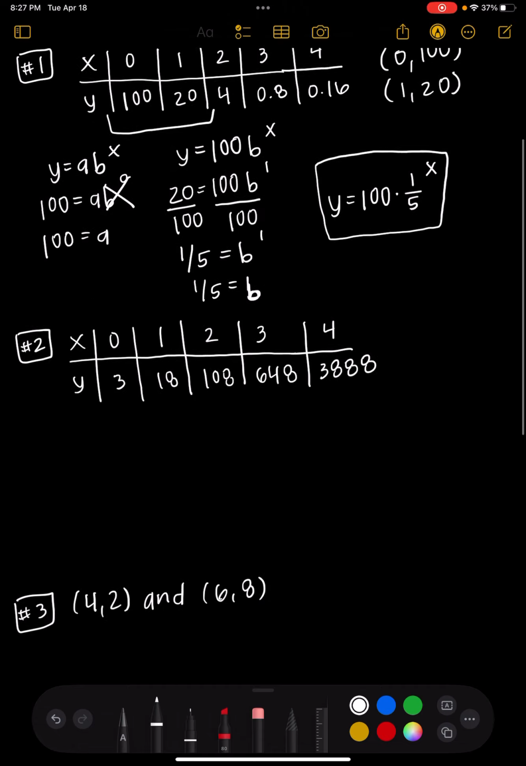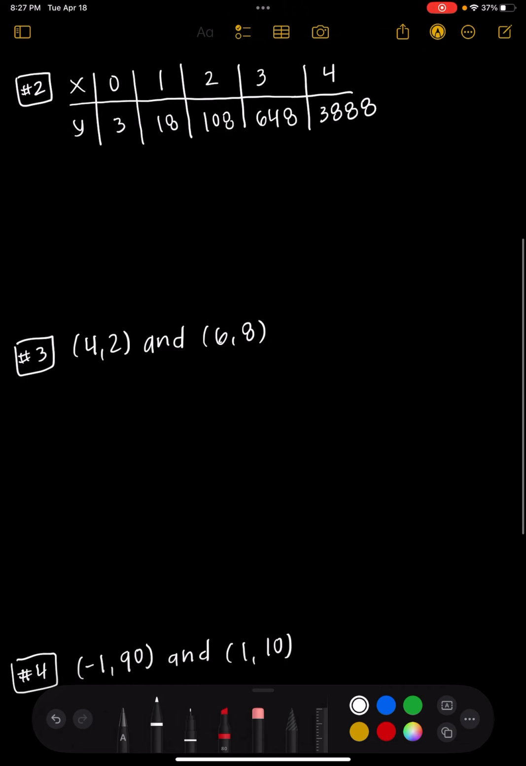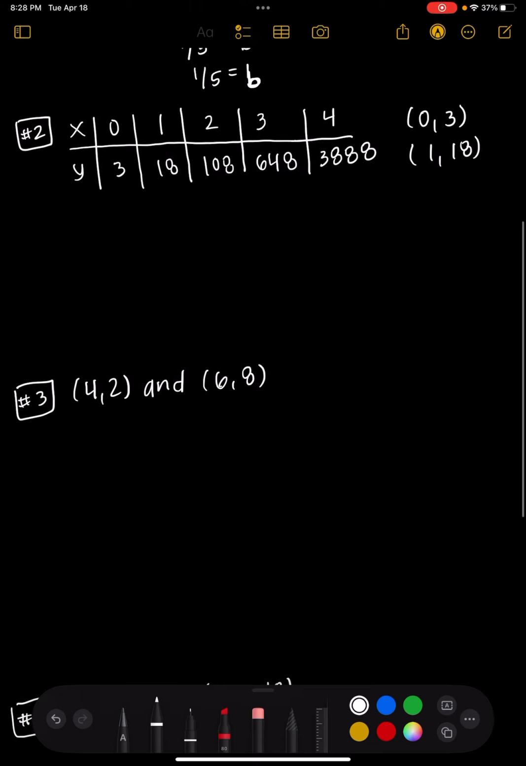All right, let's try that again. So in the second example, again, it's just a table. We don't need all of this information. We're just going to use the first 2 points. So I'm going to have 0, 3 and 1, 18. And once again, we know that the first number is x and the second number is y. So I'm going to start with my general form of an exponential equation, which is y is equal to a times b to the power of x. But now I'm going to replace the x and the y with my first point, which is 0, 3.